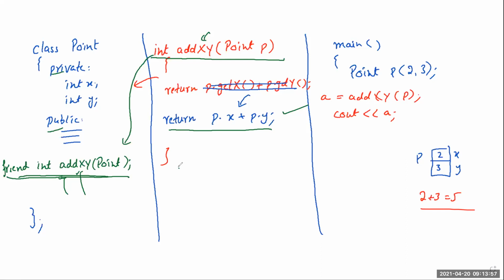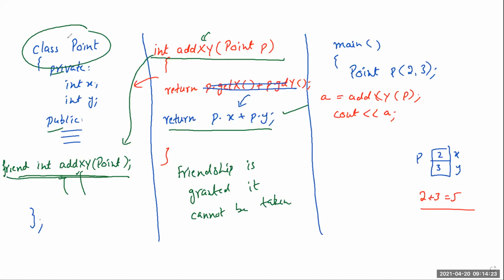So a very important concept related to this is that friendship is granted by the class. It cannot be taken, right? When I say it cannot be taken, it means this function cannot decide that it will be a friend of the Point class. Who is taking the decision? The class. Okay, and now it makes sense because you see the private data is within the class.